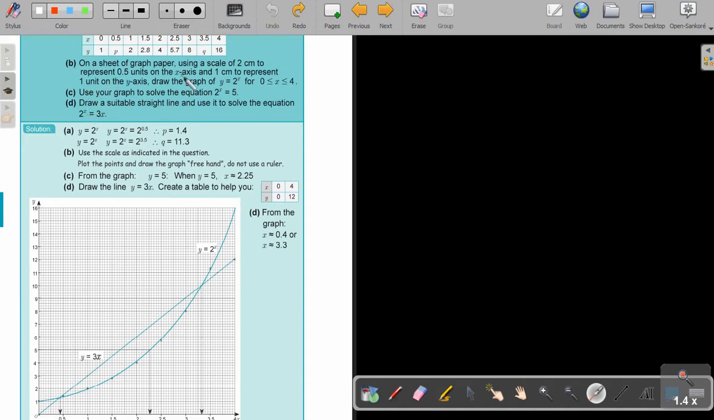Now, if you look, this is 2 to the power x, and this is just 3x. So this is the one equation, and the other equation is y equals 3x. But remember, always make your table. I think 2 points will be enough. So 0, 0, and 4, substitute, and you get 12. And you just draw your line. And that's that.